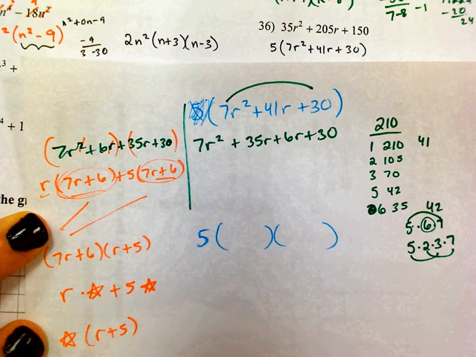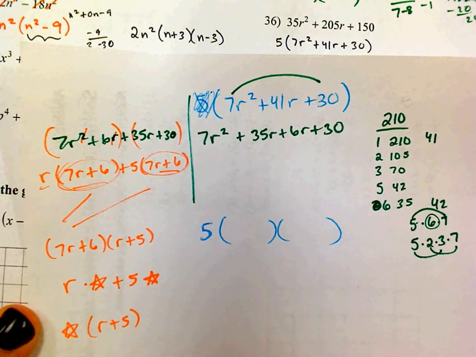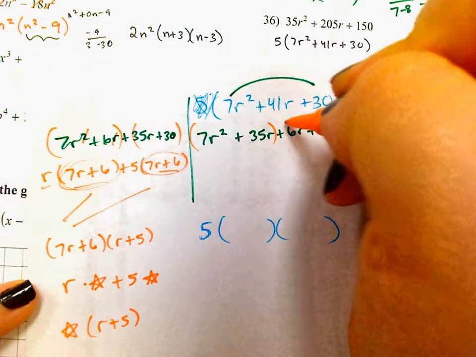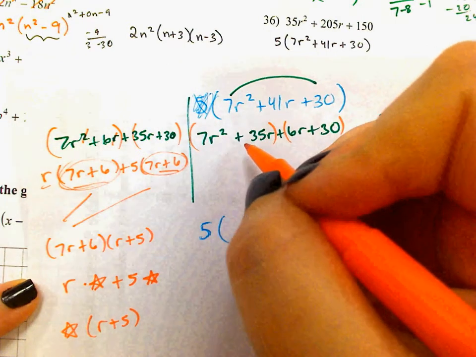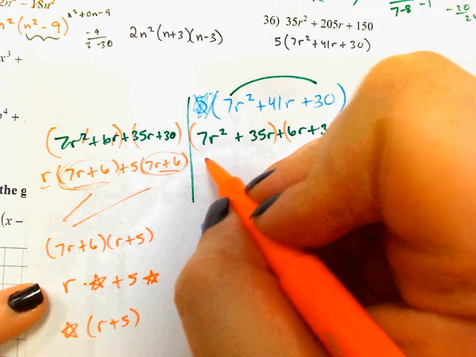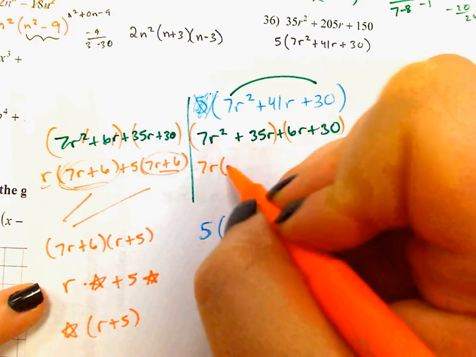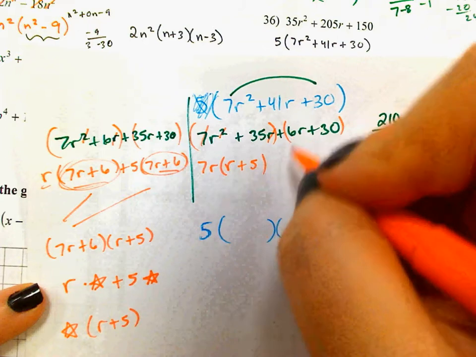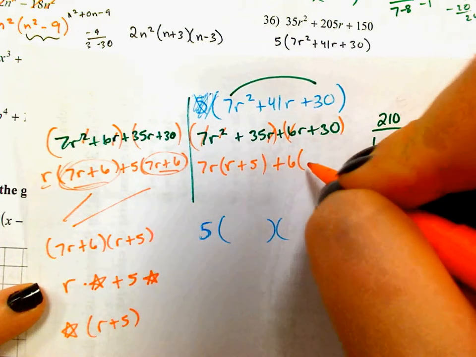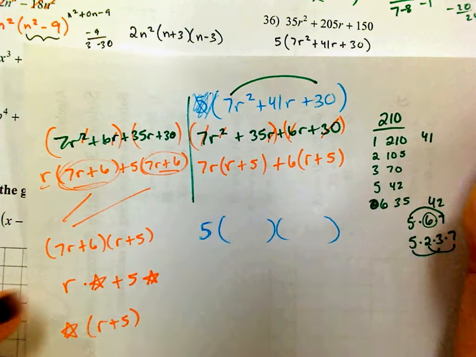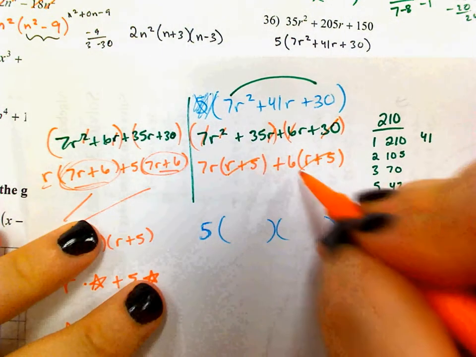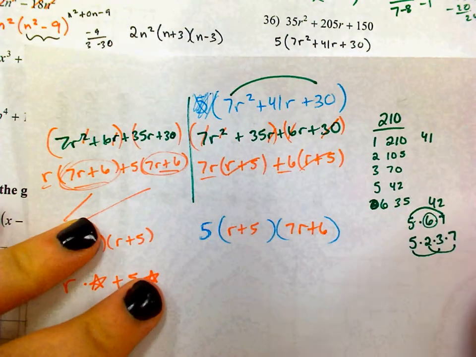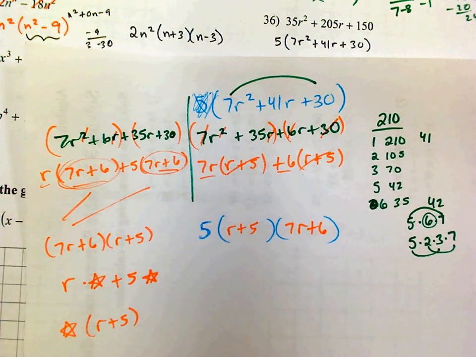If you had done it with the 35 first, because you were thinking 7 and 35, then you would do this. The factors that go into both are 7 and an r, and I'm left with r and 5, because the r goes away. 6 goes into both, so I'm left with r plus 5 and 7r plus 6. Okay? Final answer, 5 times r plus 5 times 7r plus 6.